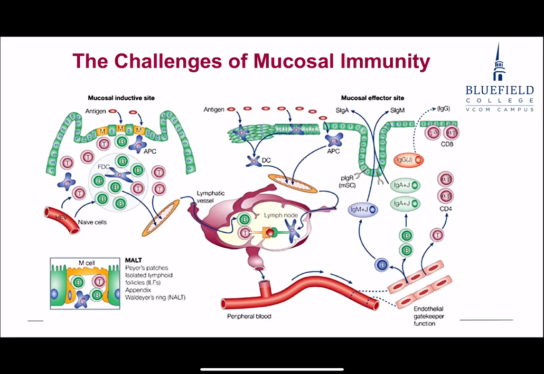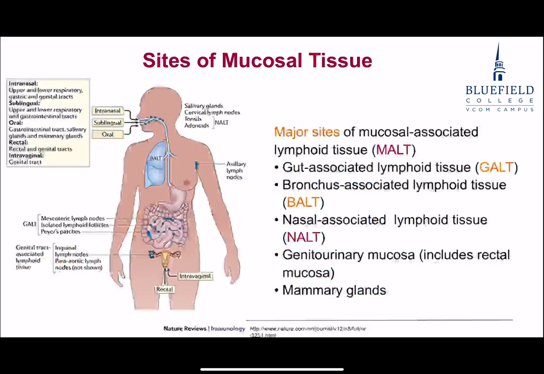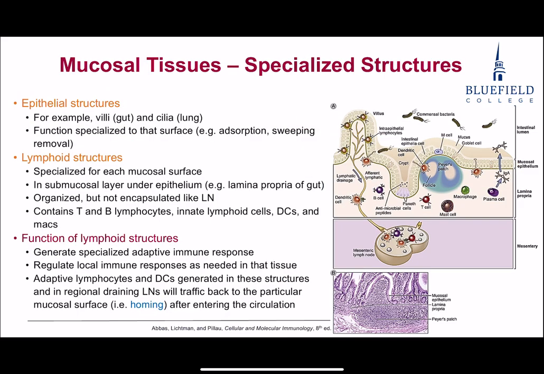All right, so when we're talking about mucosal tissue, we're talking about some different areas. The gut-associated lymphoid tissue, or GALT, the bronchus-associated, or BALT, the nasal-associated, or NALT, and then the genitourinary mucosa, which we'll touch on for just a second. Something we won't touch on, but which is classified as a mucosal surface for lots of physiological reasons, are mammary glands.